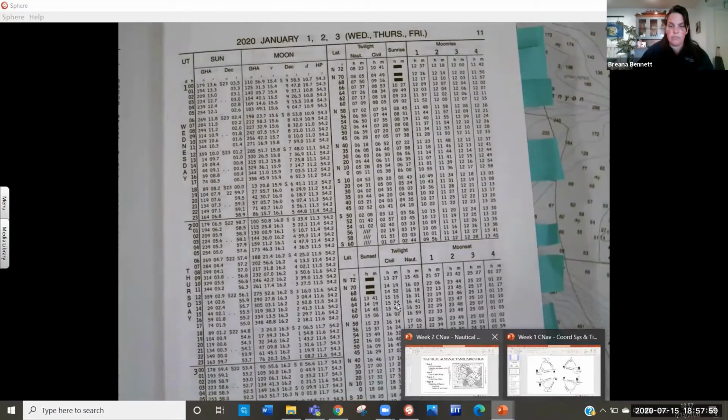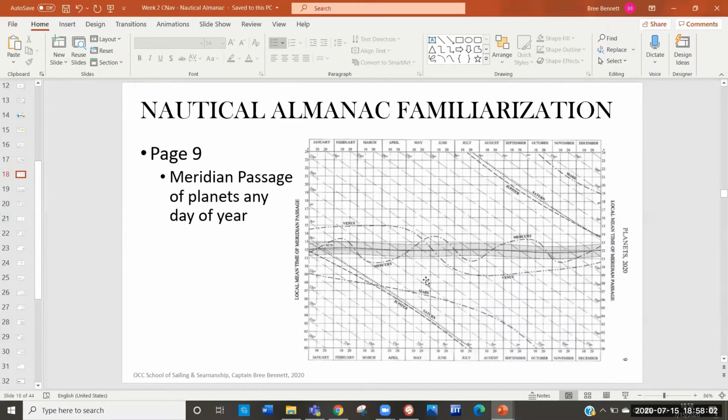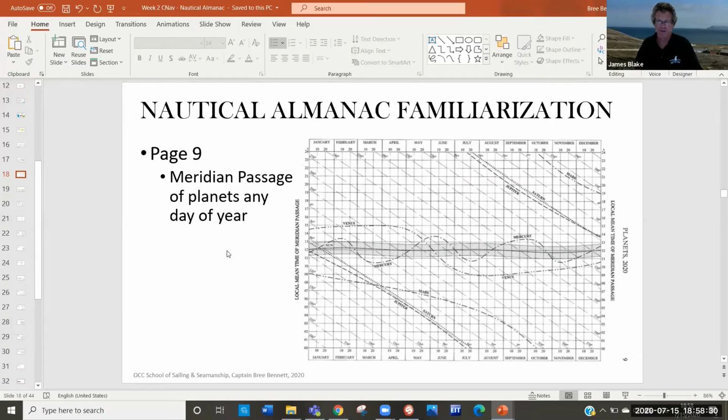So let's go back. Hey, Bree, quick question. What would you use the meridian passage of the planets for? You could probably get a local apparent noon on that. Maybe not. I don't really know. I've never really used that table. Yeah, I've never heard of it either. But would that not be more for planning? In other words, if you were trying to anticipate perhaps sighting of like Venus, you could say, oh, it looks like it's going to be roughly at this height at that time?